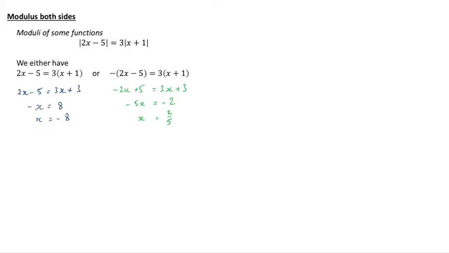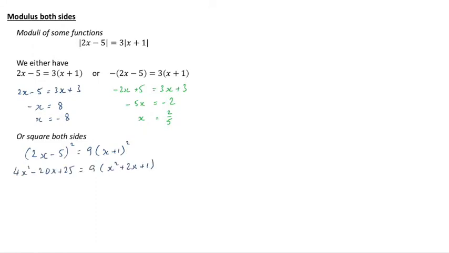Now alternatively, we can square both sides. That gives us 2x minus 5 squared equals 3 brackets x plus 1 squared. The reason we have the 9 is that everything has to be squared, including the 3. That means, multiplying out, we have 4x squared minus 20x plus 25 on the left hand side. We have 9 times x squared plus 2x plus 1 on the right hand side, and the right hand side therefore becomes 9x squared plus 18x plus 9. We can then tidy up, subtracting the left hand side from the right hand side, because we want a positive coefficient for x squared. That gives us 5x squared plus 38x minus 16 equals 0.